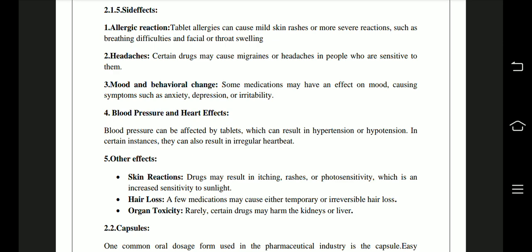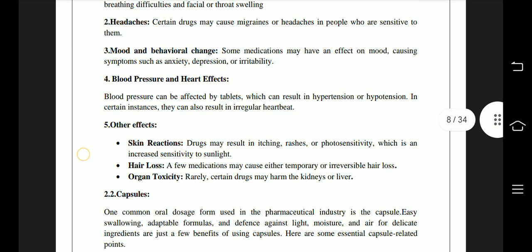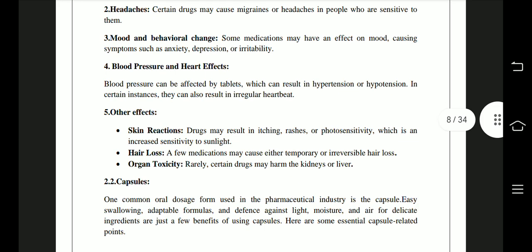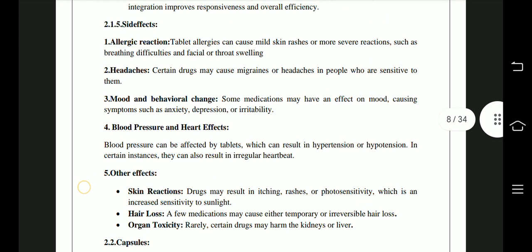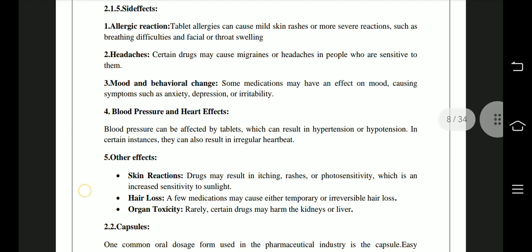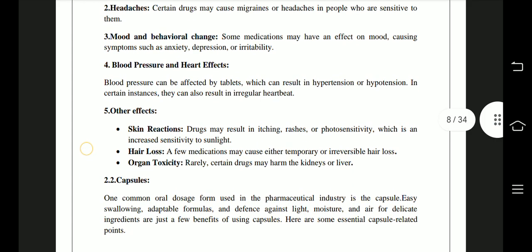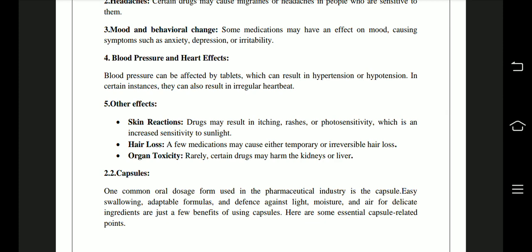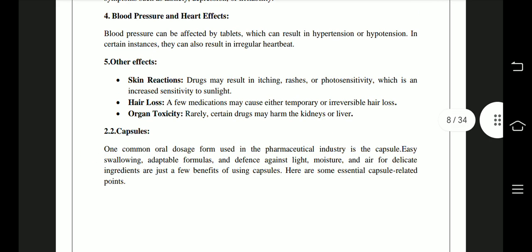Third one is mood and behavioral change. Some medications may have an effect on mood, causing symptoms such as anxiety, depression, or irritability. Blood pressure and heart effect is the fourth point of side effects. Blood pressure can be affected by tablets, which can result in hypertension or hypotension. In certain instances, they can also result in irregular heartbeat. Other effects are skin reactions, hair loss, organ toxicity.